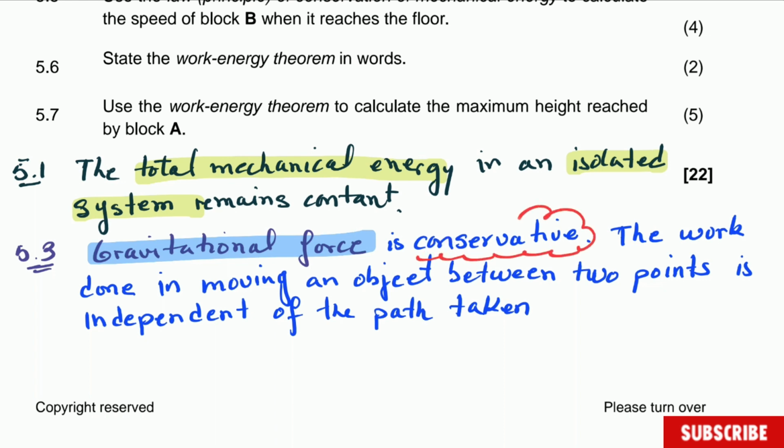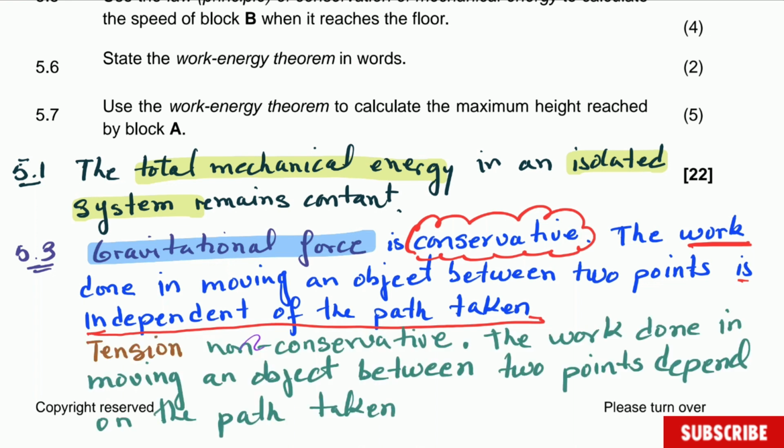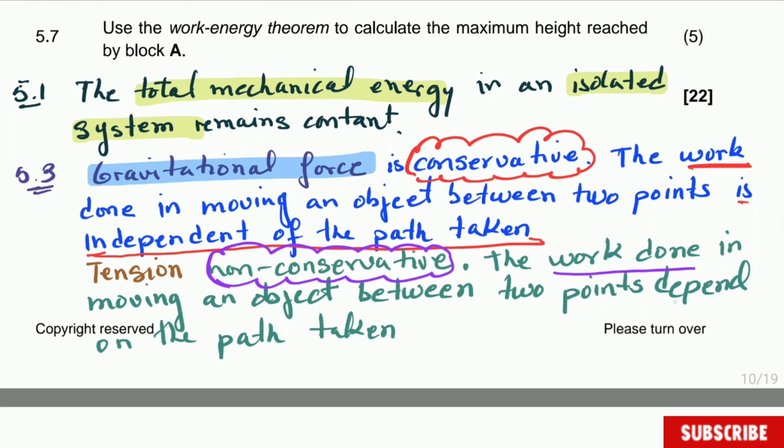You have to remember that in South Africa, it is the only conservative force we're working with in this topic. Because the work done in moving an object between 2 points is independent of the path taken. The other force acting here is the tension, and tension is a non-conservative force. Why is tension a non-conservative force? Because the work done in moving an object between 2 points depends on the path taken.